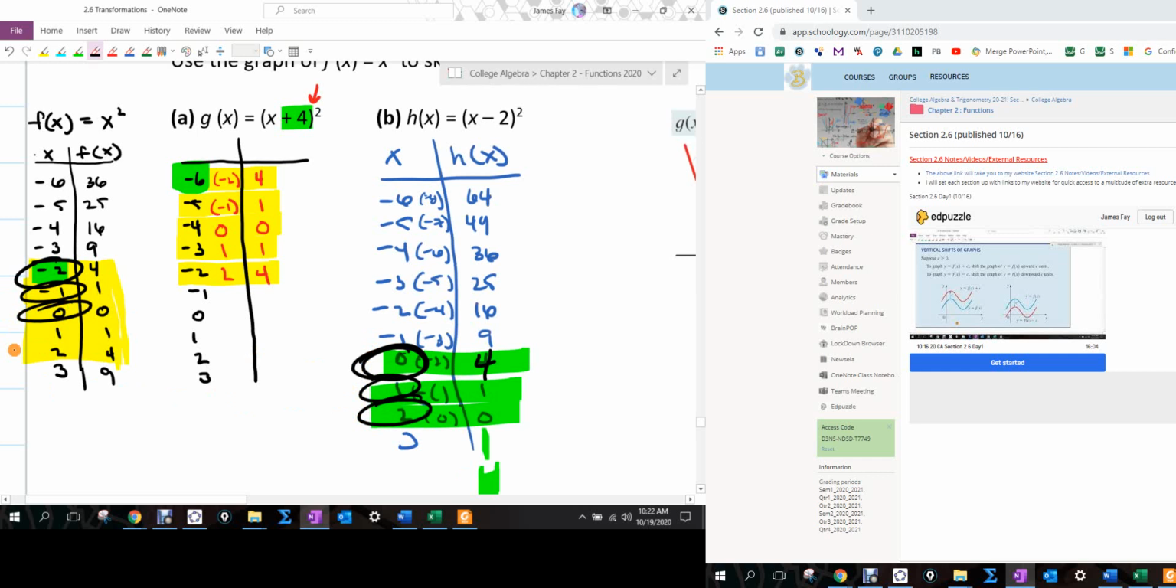Okay. I think understanding the table there, understanding that something is happening to X before you square, reminds us that we're moving left and right. And it's counterintuitive to what you would normally think. If it's adding, you're moving left. And if you're subtracting, it's moving right. And hopefully this table expresses that.